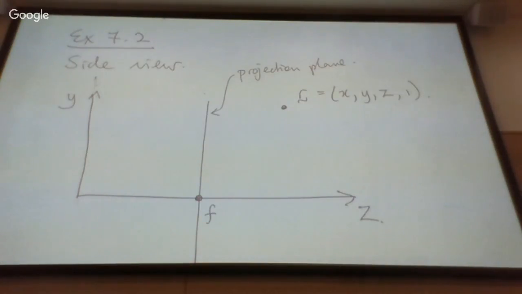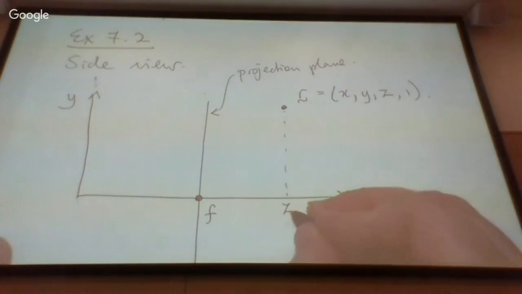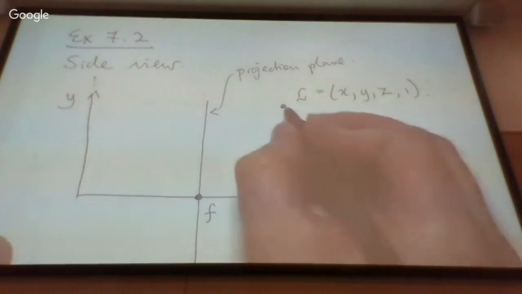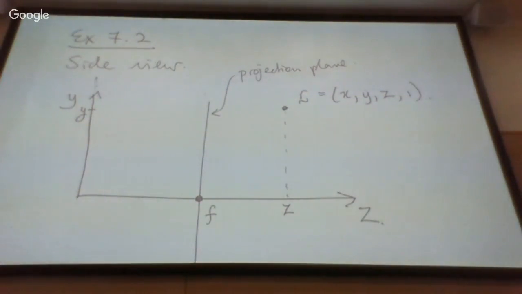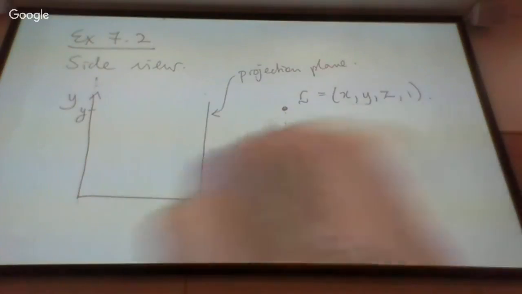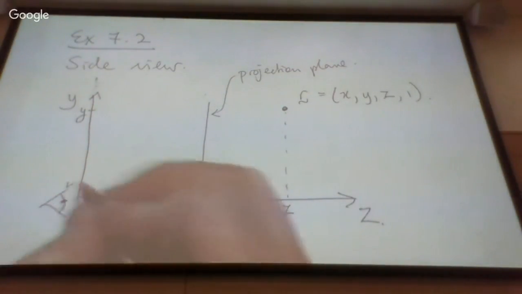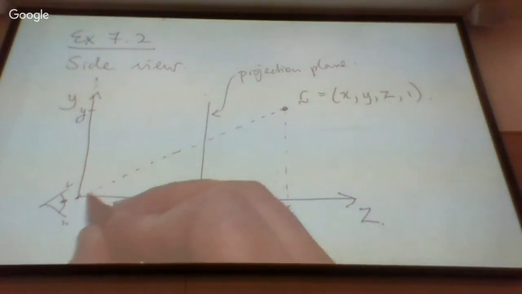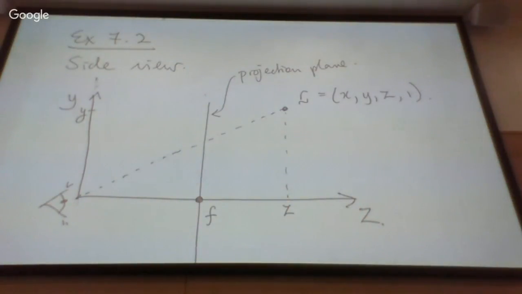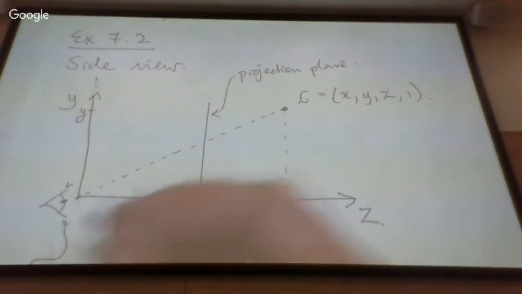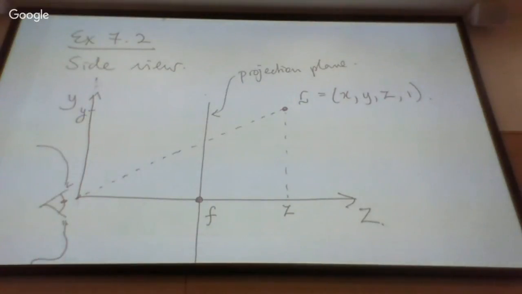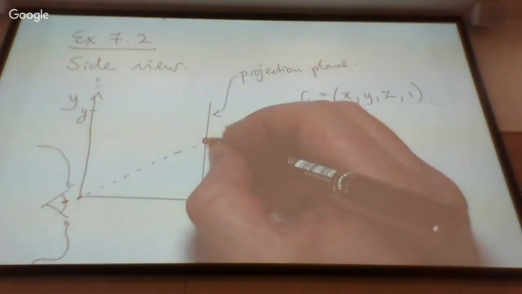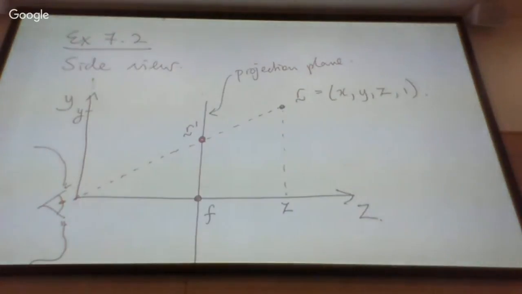Now we're looking at the y and z plane. So this is the z axis, or the z value for R, and this is the y value. The eye looking at this environment is here at the origin. The projector line is the line coming straight from the point in the real world back to the pupil of this eye being observed. And this point here is your R prime. This is the point on the projection plane.